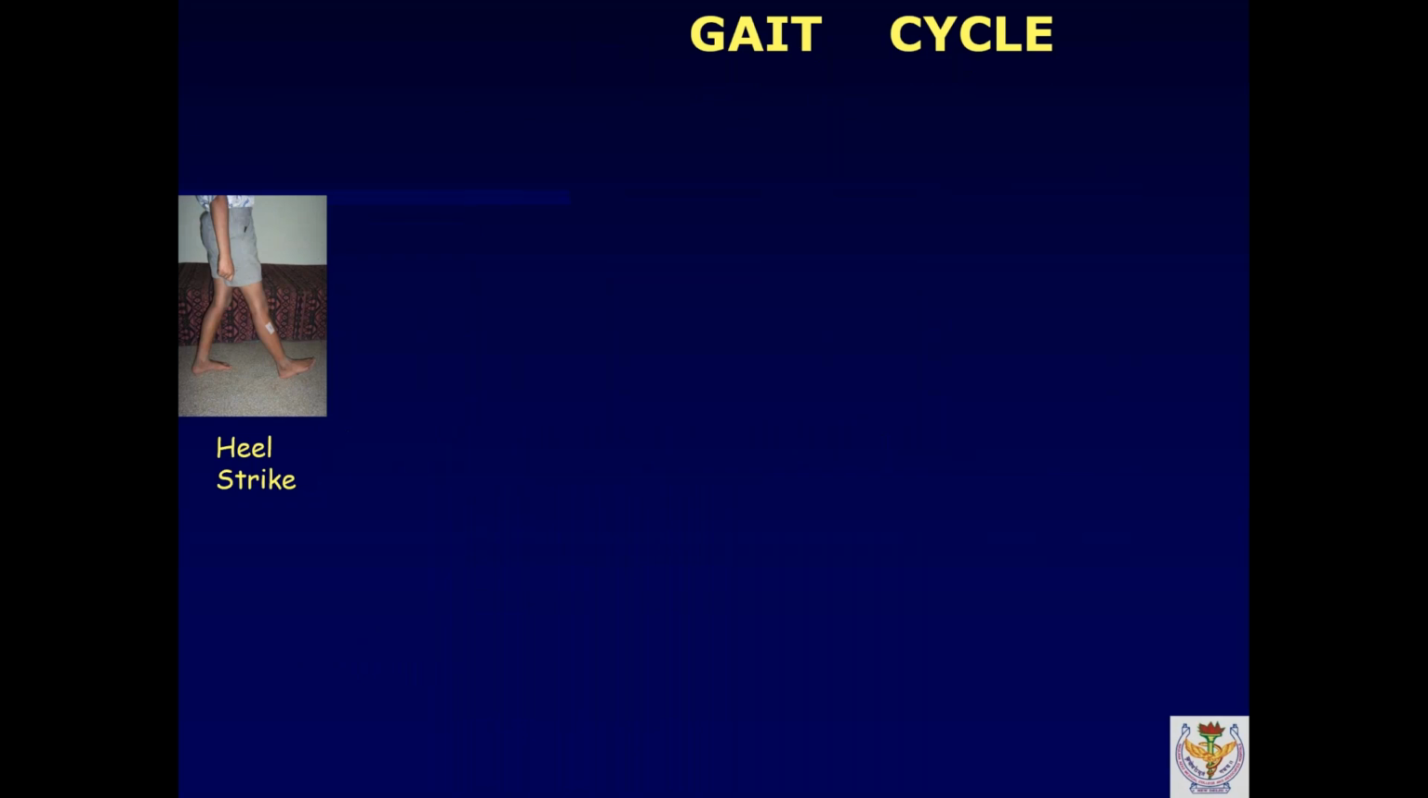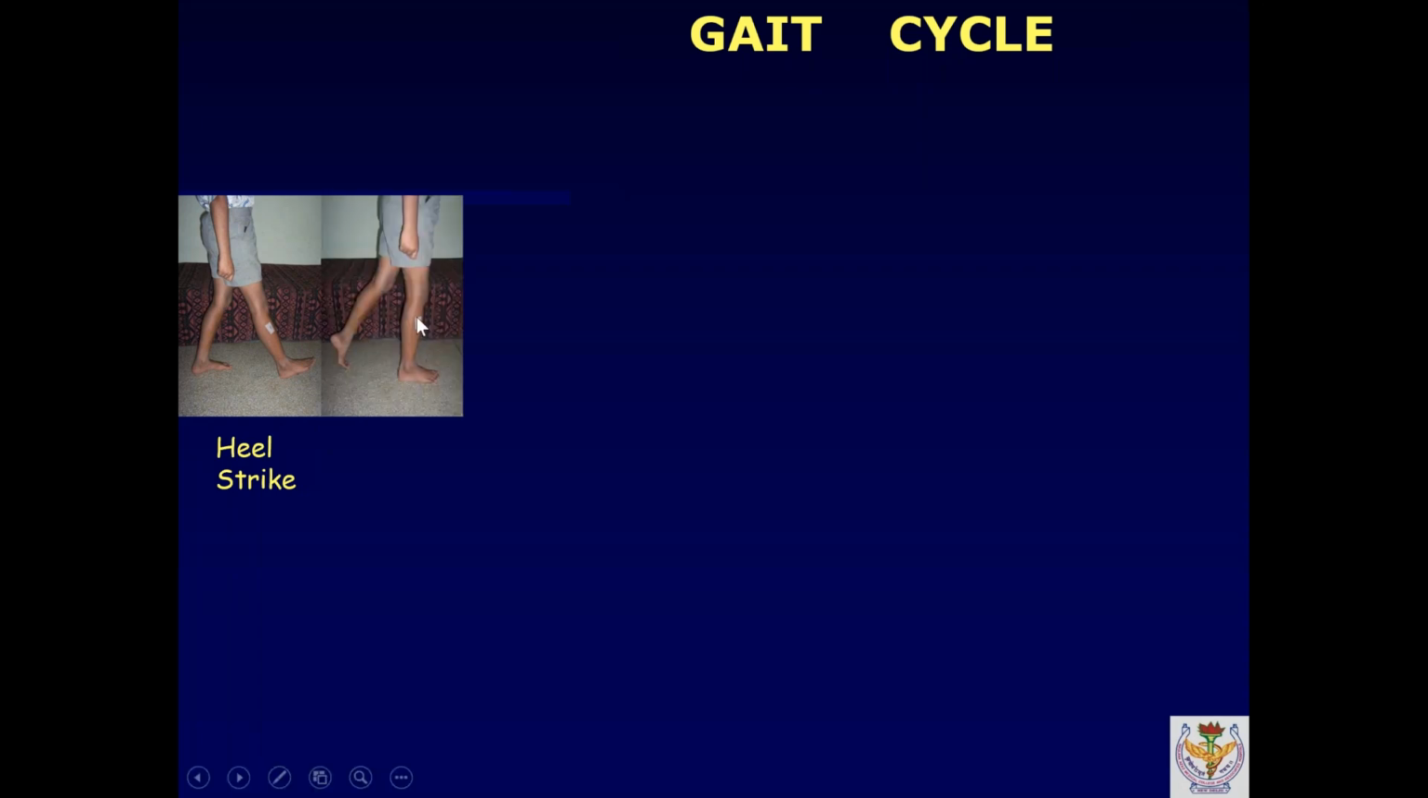The gait cycle starts from the heel strike. Heel strike means the stance phase has started. After the heel is on the floor, the body moves forward, the foot strikes, and the tibia moves forward. At the heel strike, the tibia is at 90 degrees to the foot, so the ankle dorsiflexors are working.